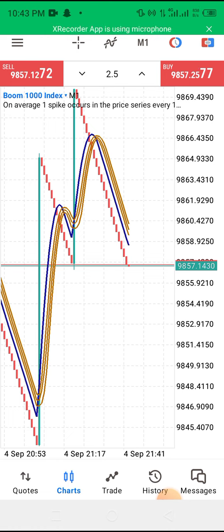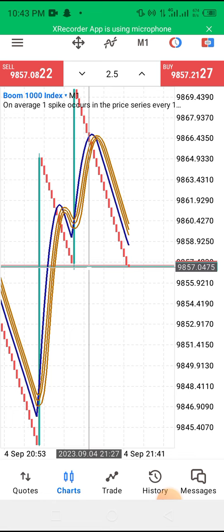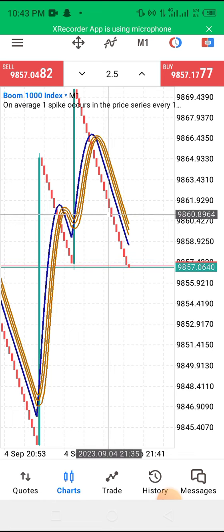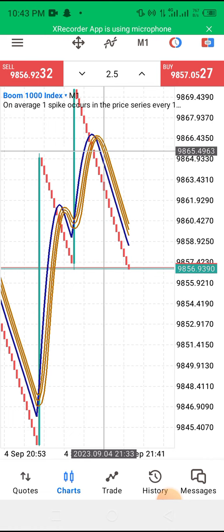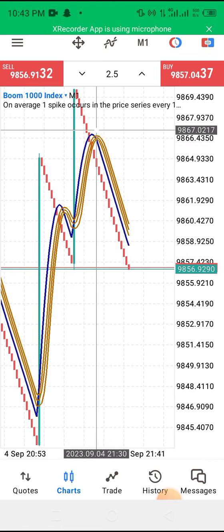So I will just show you what you will do once you find the trend with you. Probably you go to a Boom 1000 like this, and you see that the market is actually on a downtrend, so you can actually sell. And when do you sell? It's when you see the blue indicator here crossing the gold one. It has to cross perfectly, not just when it's hanging and you start selling.